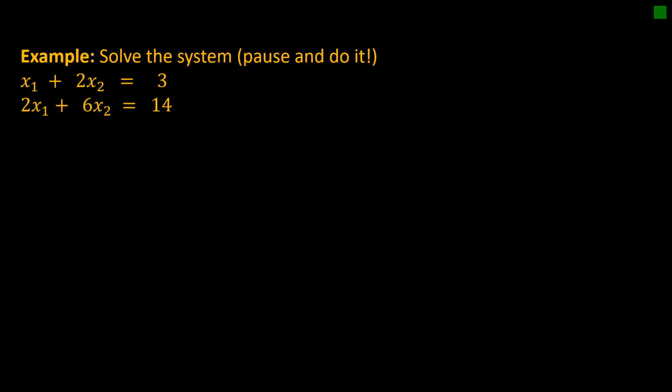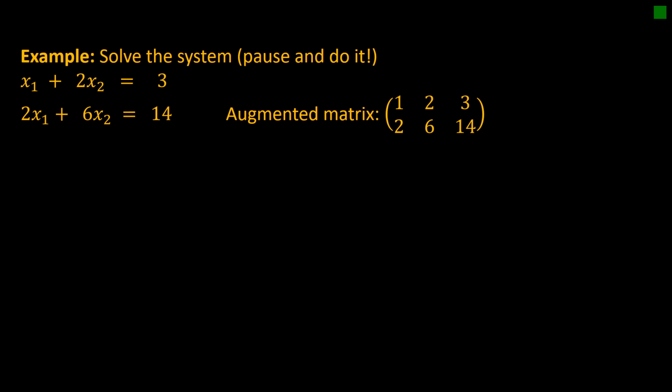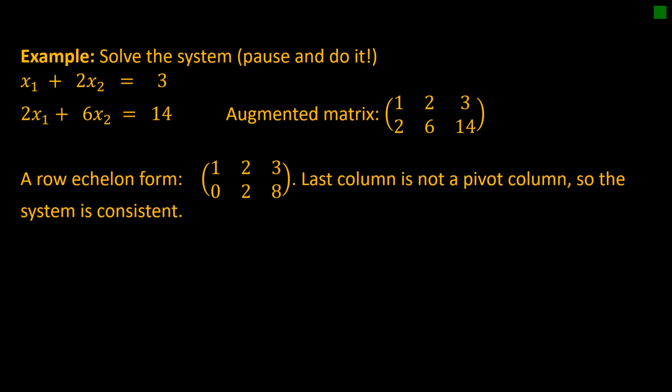Next example, pause and do it. Two equations in two unknowns, so pause and do it. Okay, on we go. Augmented matrix is there. Put it in row echelon form, and I see that the last column is not a pivot column, so I should proceed. So it's consistent. So let's put it in reduced row echelon form.